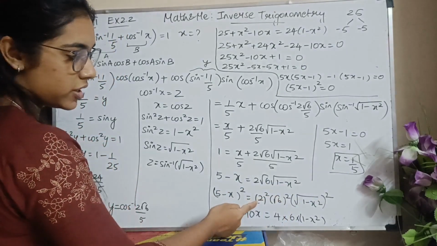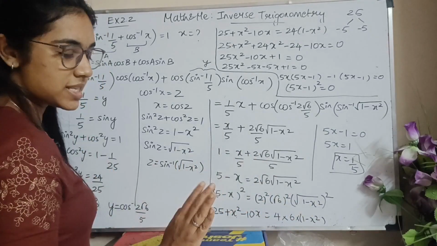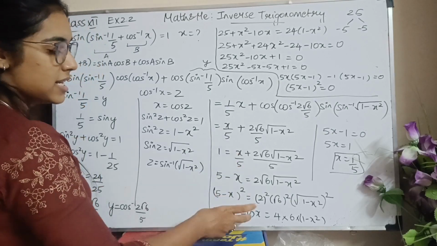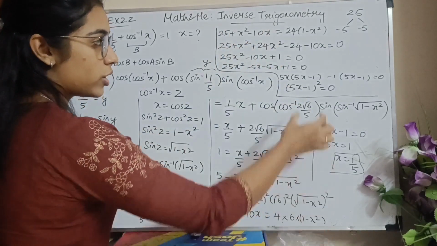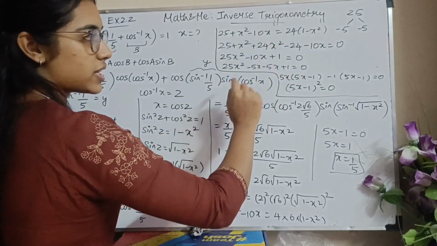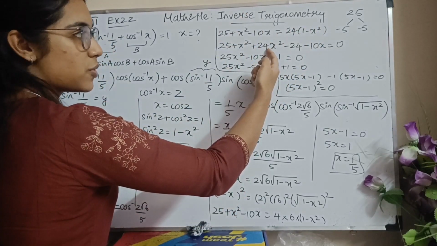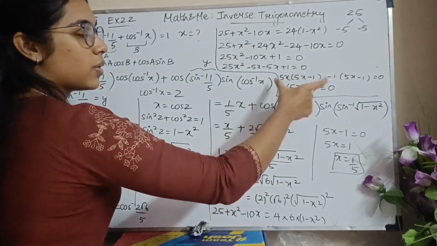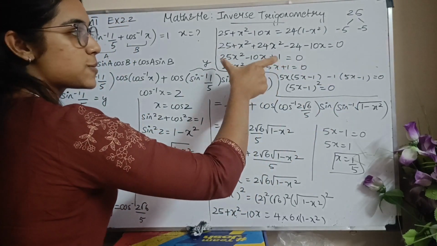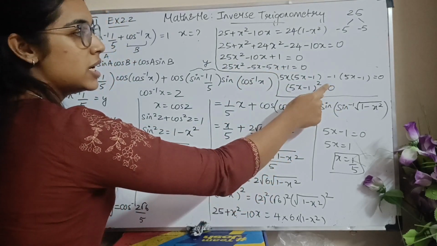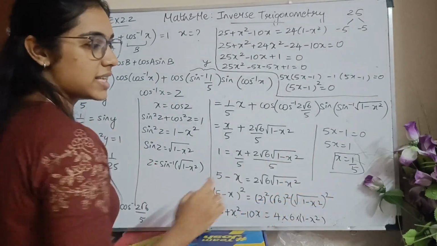Here the root goes off. Here 2 square is 4, so 4 into 6 into 1 minus x square. For a minus b the whole square, 25 plus x square minus 10x. In that way, 24 times 1 minus x square. I am multiplying this inside, so I have 24 minus 24x square. That in the bracket I have plus 24x square minus 24. So I am going to simplify. I am getting a quadratic equation. I am going to use splitting the middle term, and I get the equation 5x minus 1 the whole square equals 0. So I have x equals 1 by 5.